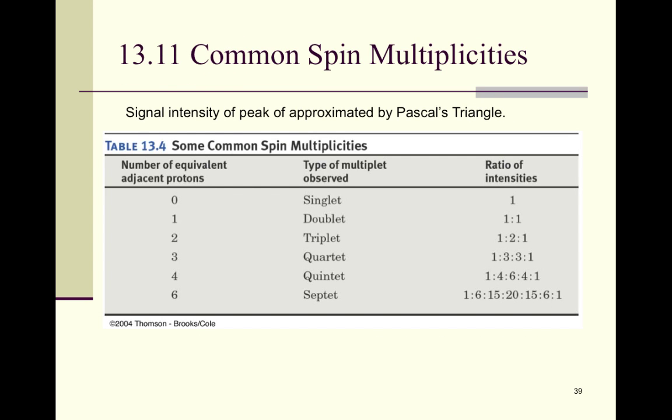Common spin multiplicities. The signal intensity of the peaks is approximately that of Pascal's triangle. These relative intensities here: if you have a singlet, you'd have 1 peak, a doublet 2, and those 2 peaks would be the same height as each other. A triplet would have a higher one in the middle, but the 2 on the right-hand side and left-hand side would be about equal height. A quartet, you would have 2 of them the same height as each other, but they're going to be about 3 times higher than the ones on the end, and so on. This ratio of intensities is really helpful to keep in mind when you want to know what peaks belong to what signal and which hydrogens you're looking at.